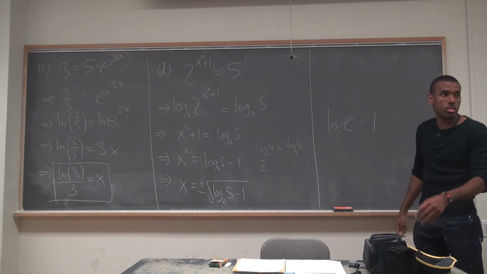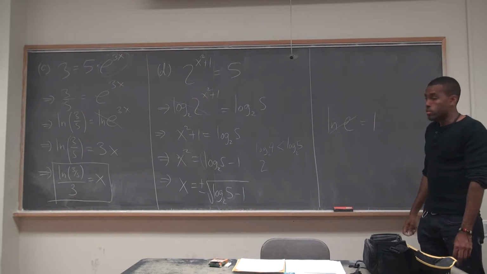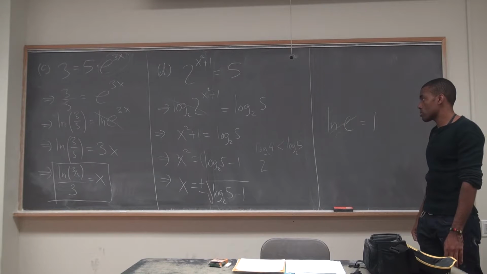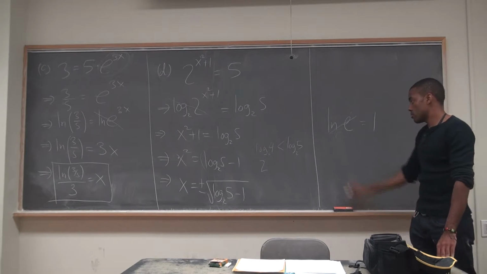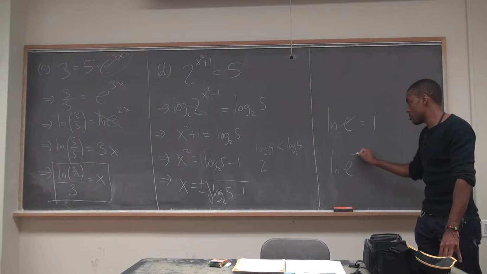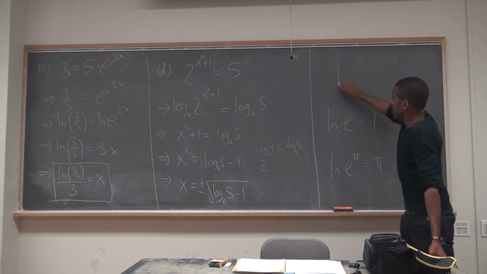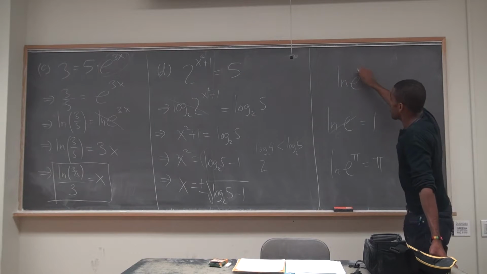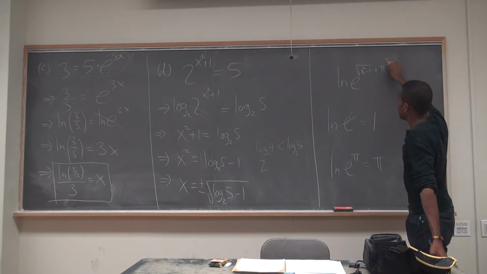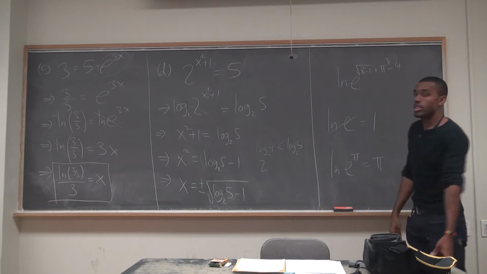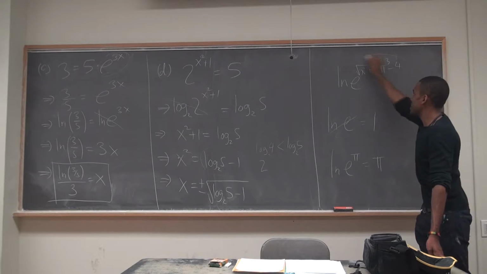They cancel each other. So basically, if I had ln of e to whatever power, that would literally be the same as whatever the power was. So if I have ln of e to the pi, that's just pi. If I have ln of e to the radical of x squared minus 1 plus pi cubed minus 4, you don't panic and freak out. That's the answer.